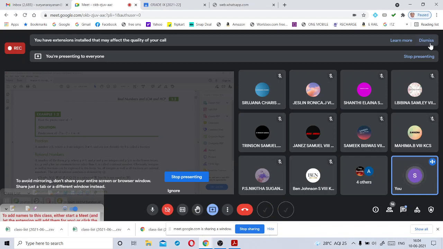The numerator is smaller and the denominator is bigger. Then the fraction is called a proper fraction. Then what about improper fraction? Can you tell me?